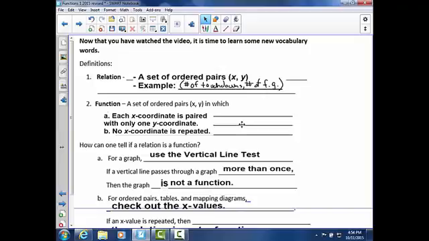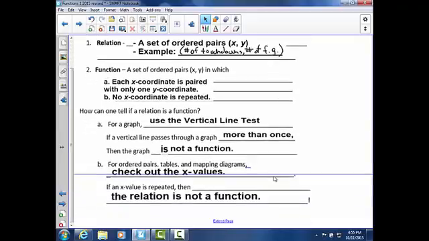Okay, so one of the jobs you're going to have is to tell whether or not a relation is a function. So you can use two different tests. The first one is if it's a graph, you can use what's called the vertical line test, which means you take a vertical line and you draw it on your graph, and if it goes through the graph more than once, then the graph is not a function. For everything else, we just check out the x values. If an x value is repeated, then the relation is not a function. Okay, you may need to pause and write these things down. I'm going to move on though.